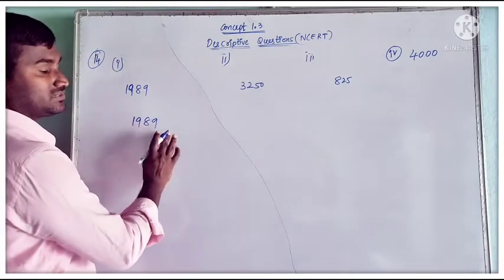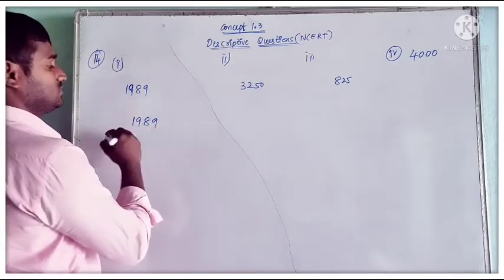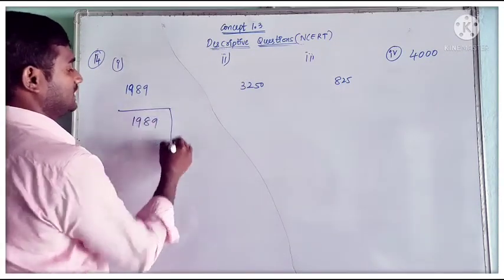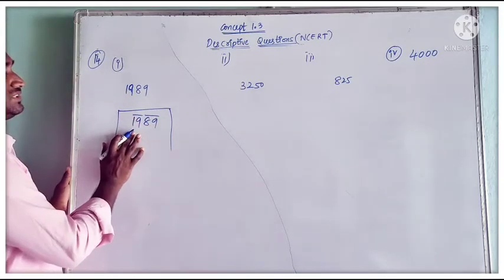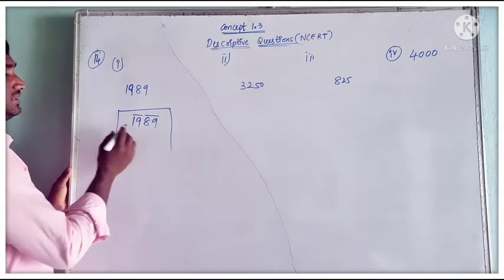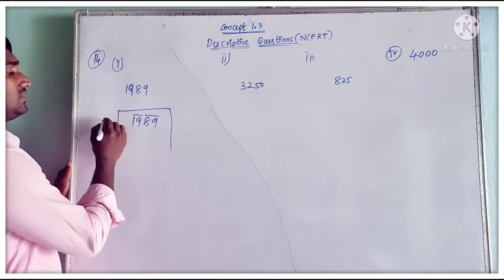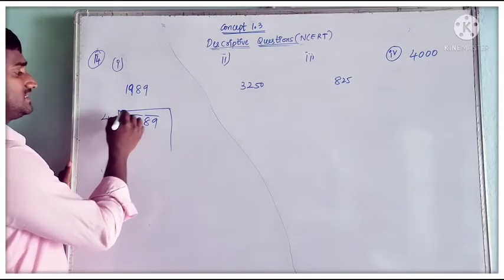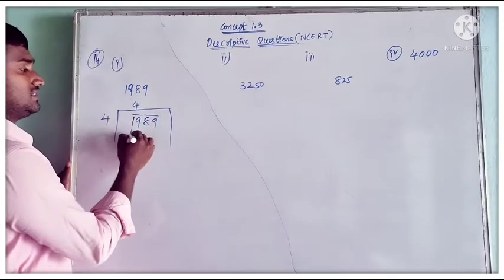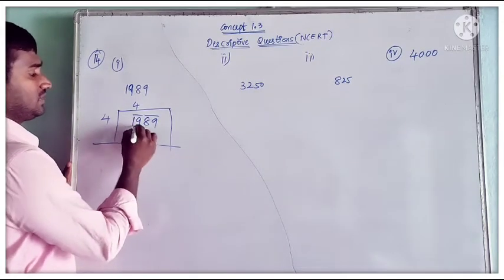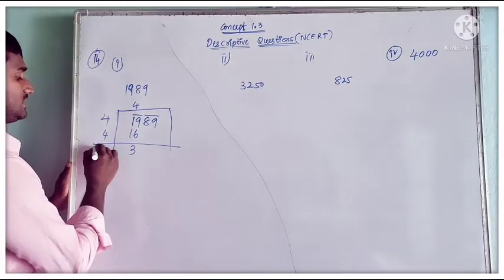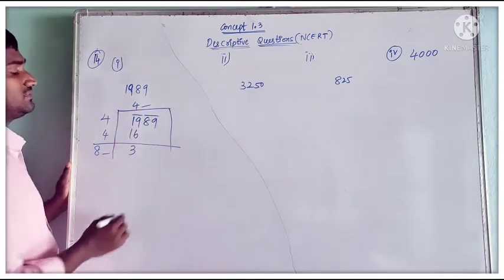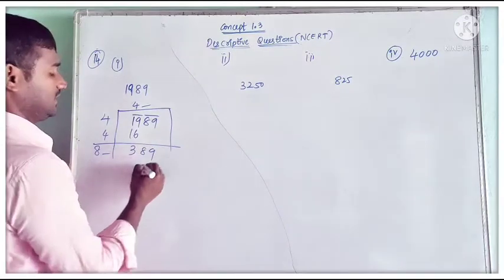1989 is not a perfect square. We need to subtract some number, so by using the long division method, let us see. First we need to make the bars. 19 is the first pair. What is the nearest square to 19? 16, because 4 4s are 16. Now 19 minus 16 is 3. Add 4 here and it becomes 8. Here one digit will come, here one digit will come. So 389.